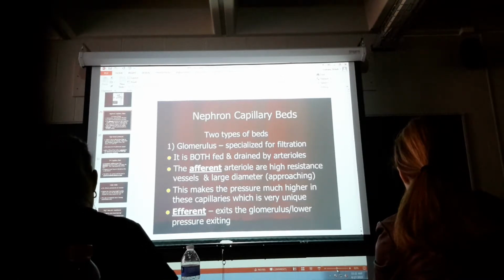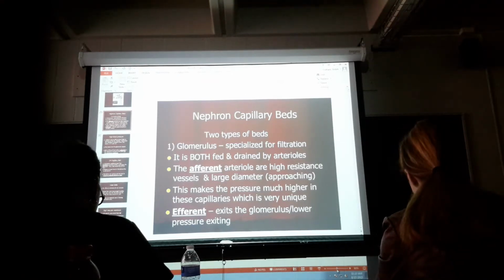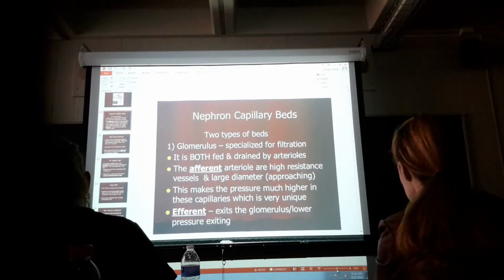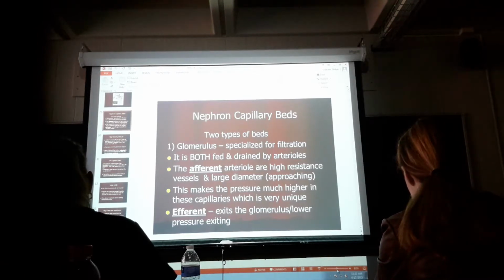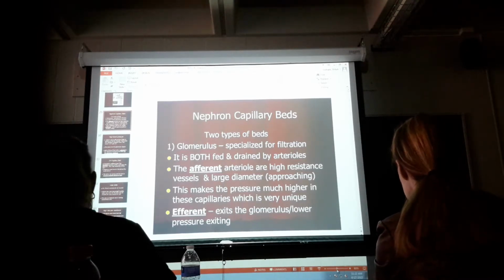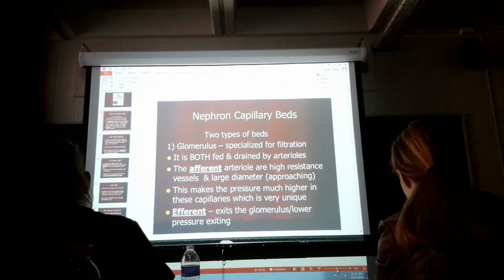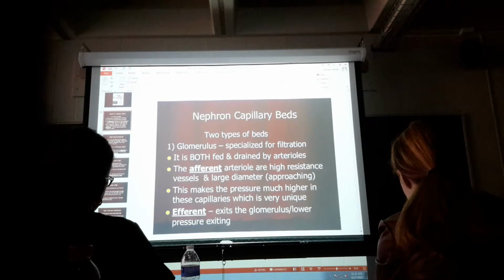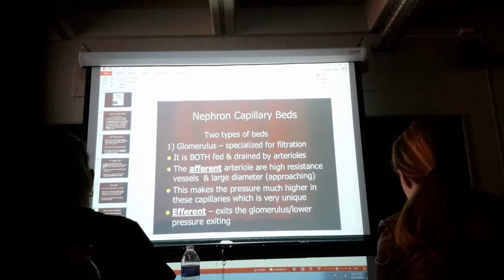And then this makes the pressure high, because the more the pressure, the more the flow, right? Remember, flow equals pressure over resistance. So we want a big opening, lots of flow going in, lots of pressure going in. And we need pressure because we're trying to filter it through. And then when we're done with that, we're going to exit out the efferent, and this is a much lower pressure system because now we're forcing it into the tubules, and we don't want to blow the tubules apart.